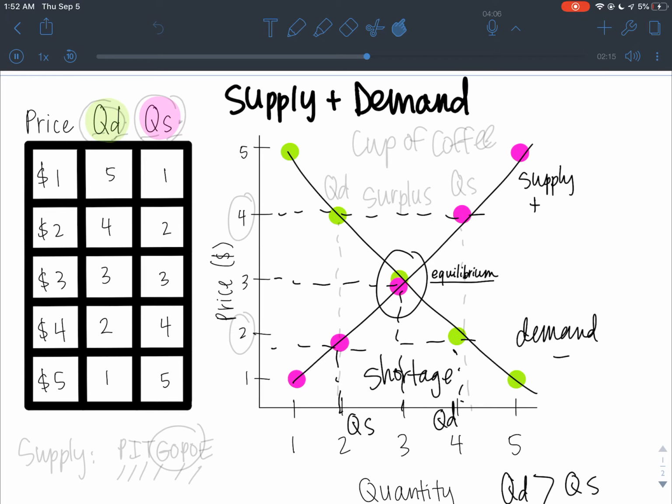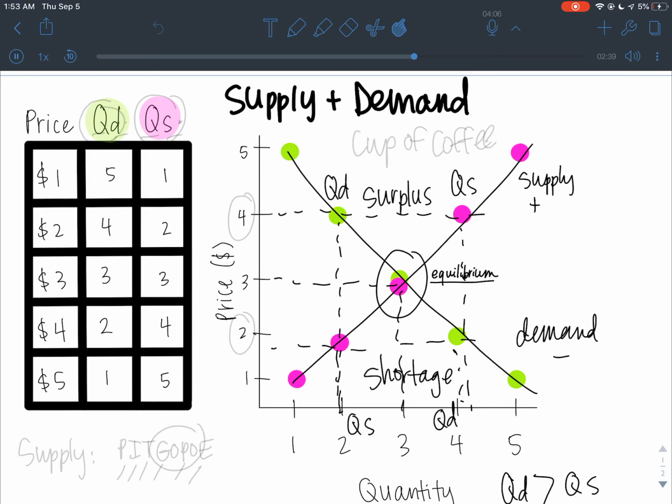And if the producers decided to raise the price of a cup of coffee to $4, then the quantity demanded would be less than quantity supply. And in that case, we have a surplus, which means we have way too many goods and not enough people wanting to buy them.